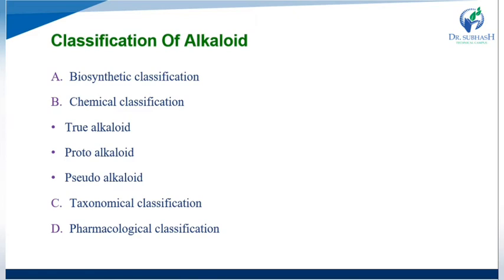First one, that is biosynthetic classification. Then B, that is chemical classification. In chemical classification also there are 3 classes: true alkaloids, proto-alkaloids and pseudo-alkaloids. These are the three subclasses of the chemical classification. Then third one, that is taxonomical classification and pharmacological action classification.